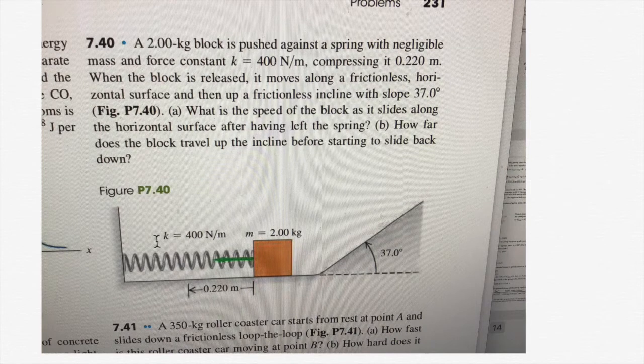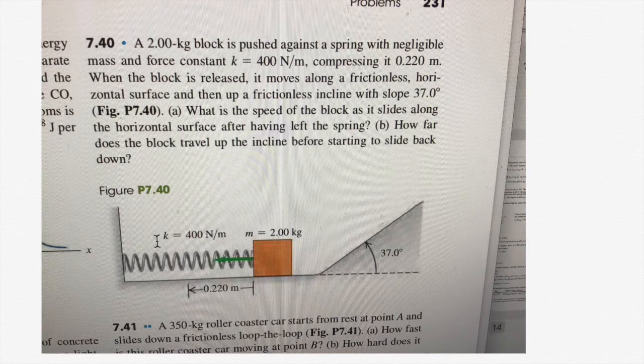So this is question 7.40 from Young and Freedman. We've got a 2 kilogram block. It's pushed against a spring with negligible mass and a force constant of 400 newtons per meter, and it's compressed by 0.22 meters. When the block is released, it moves along a frictionless horizontal surface and then up a frictionless incline with a slope of 37 degrees. What is the speed of the block as it slides along the horizontal surface after leaving the spring?